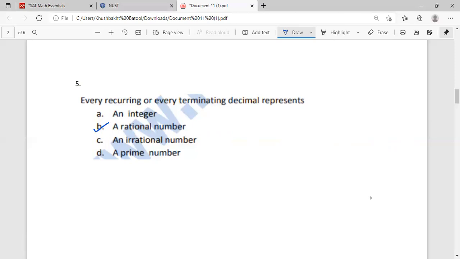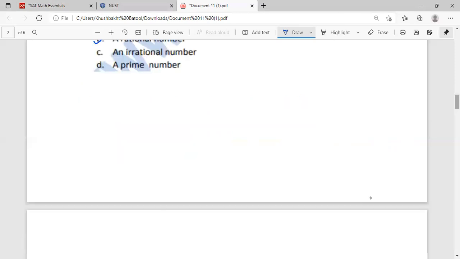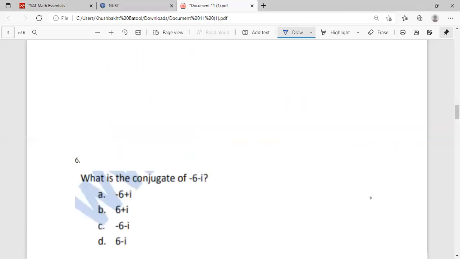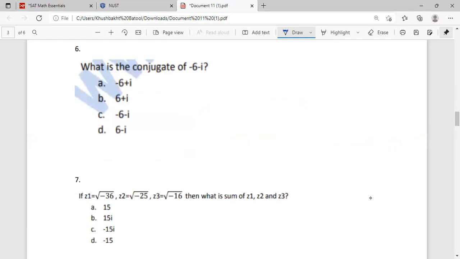And this is what we have in the definition of rational numbers. So you should be very careful with such definitions because these things are very important from any point of view. Okay, let's talk about the sixth question now.